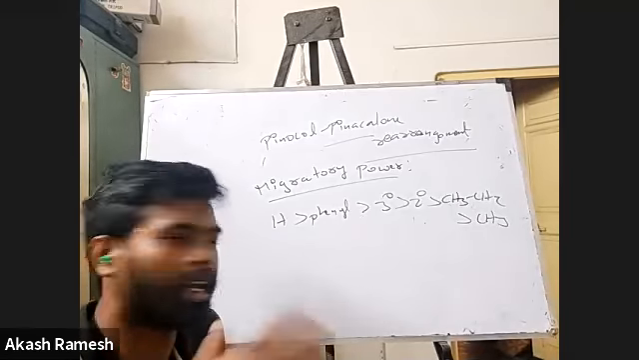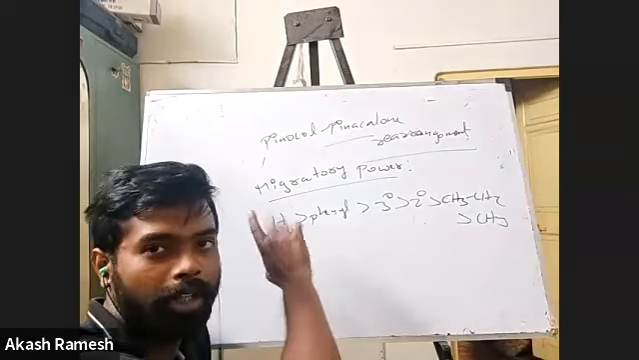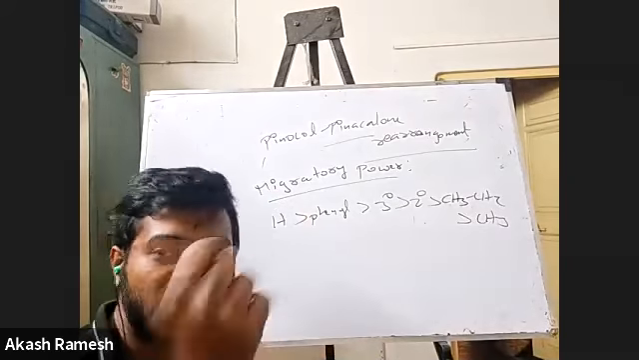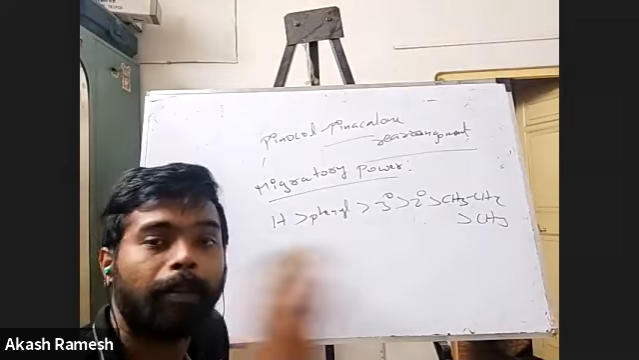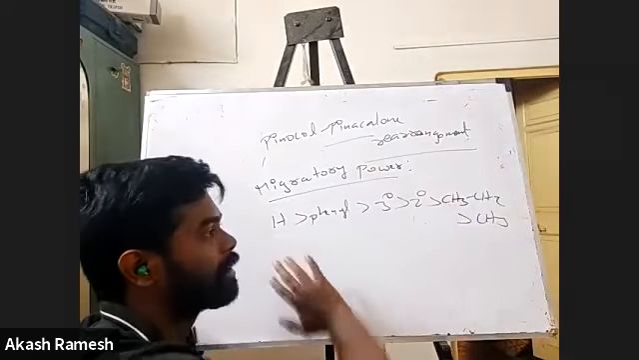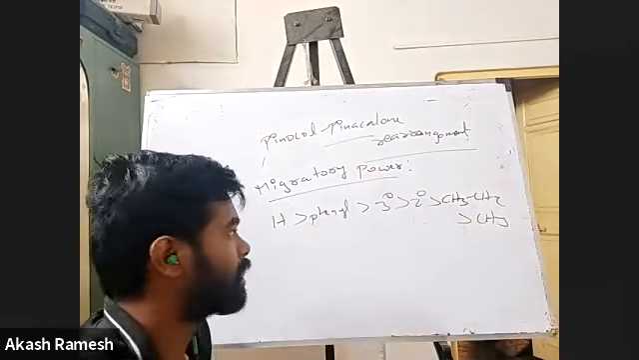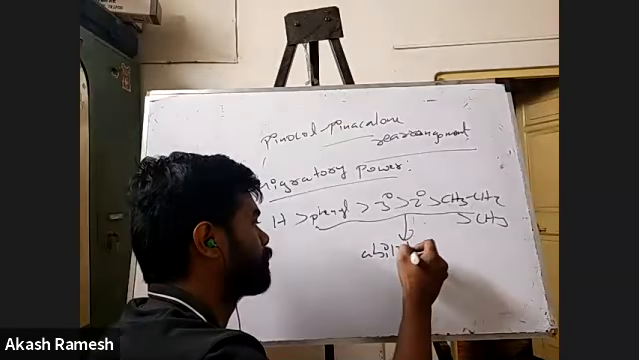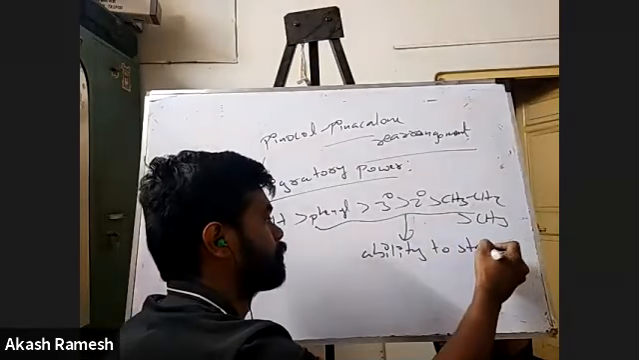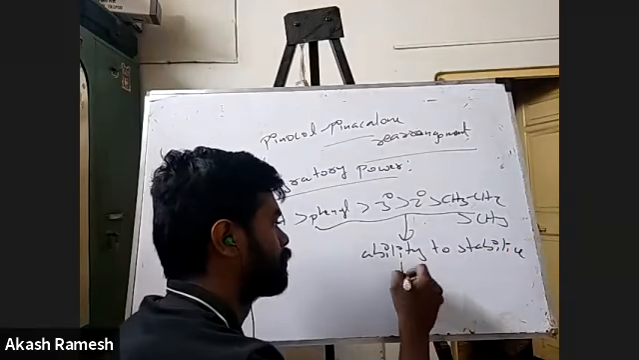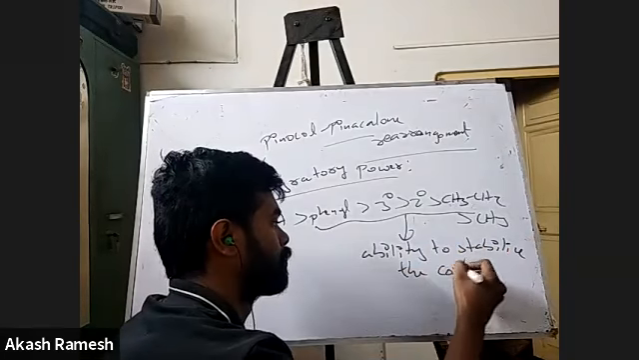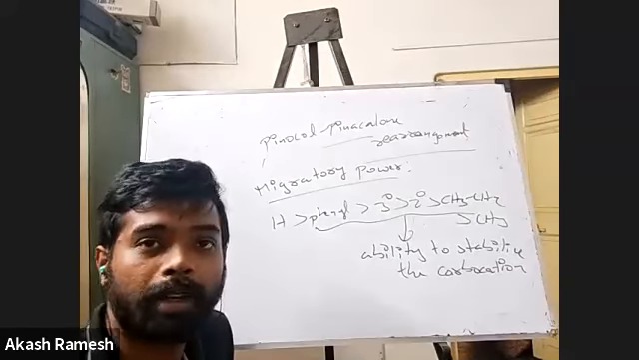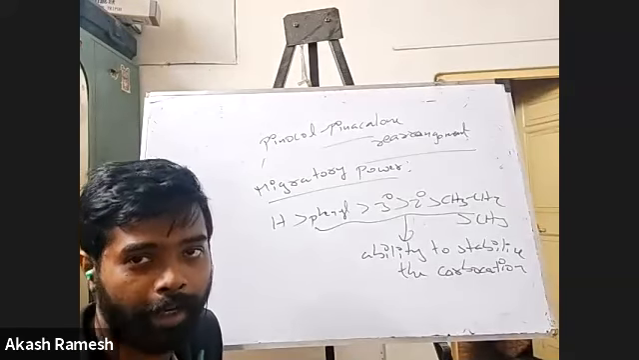One, forget about hydrogen. For hydrogen alone, there's a separate comment. The thing is, because it's very small, it's very fast, and then it will go and attack. But all the other things you can understand: they migrate because of the ability to stabilize the carbocation. Right, ability to stabilize the carbocation.